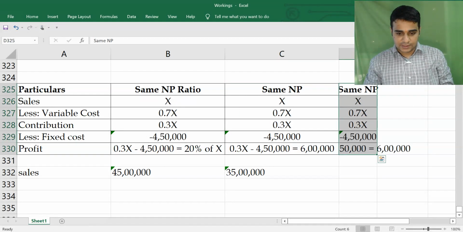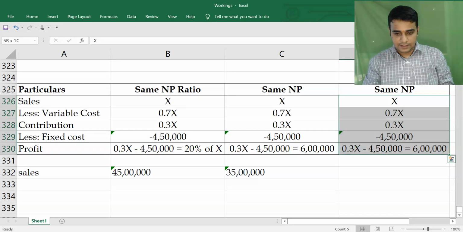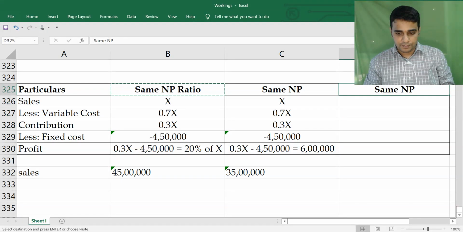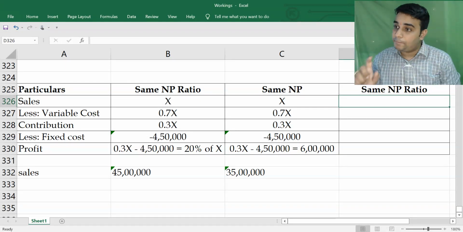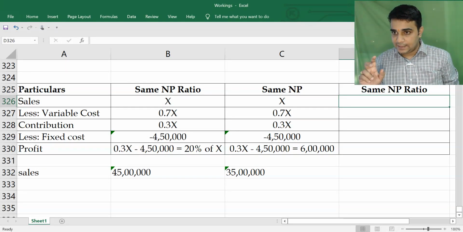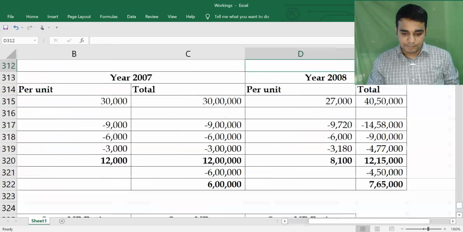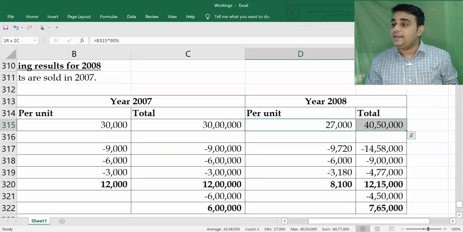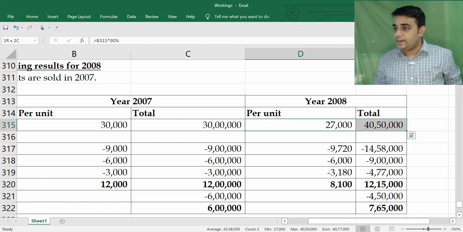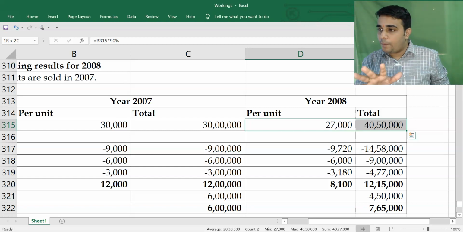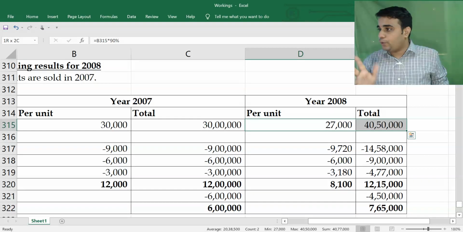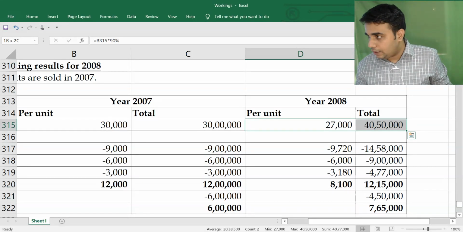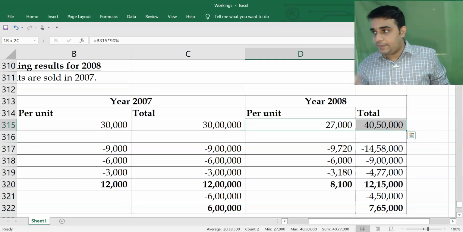Now listen for some time, this is the trickiest part. Same NP ratio. The question is very clear: percentage increase in selling price. To give an example, this was 27,000 into 150. I'll have to go back to this example, then only you'll understand it better. Now this 27,000 can become 28, 29, 30, 31, 32. I don't know the number, but it can go up. The units will remain the same, 150.